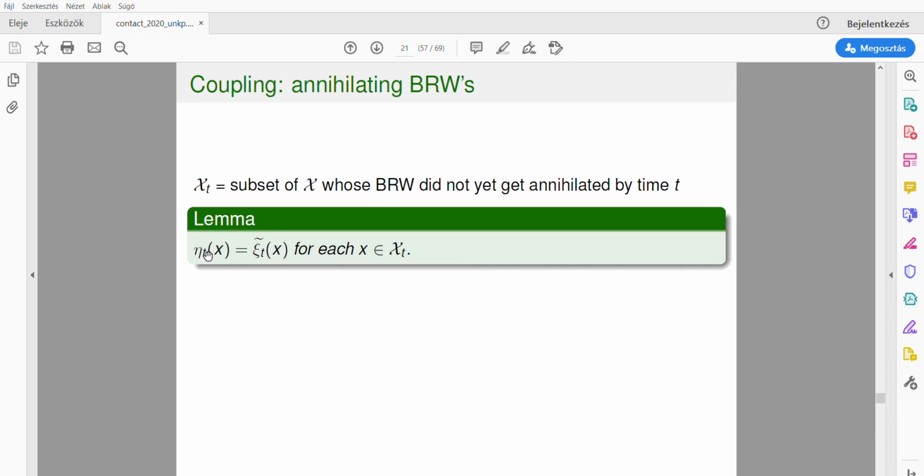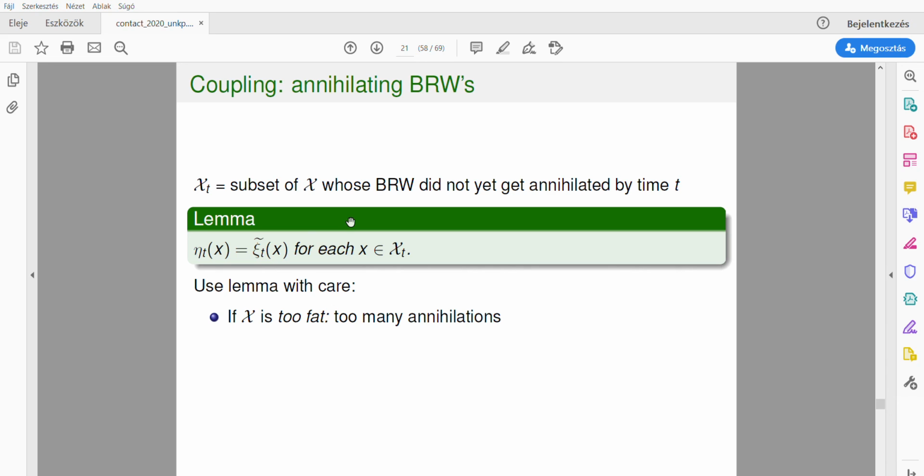This is the indicator defined in terms of the branching random walk, this is the indicator defined in terms of the infection path, and they are the same if x belongs to xt, where xt denotes the set of sites that did not yet get annihilated by time t. So this is a lemma that nicely allows us to compare this configuration, which is IID Bernoulli, to this other configuration that we care about, because as t goes to infinity, this will encode the upper invariant measure.